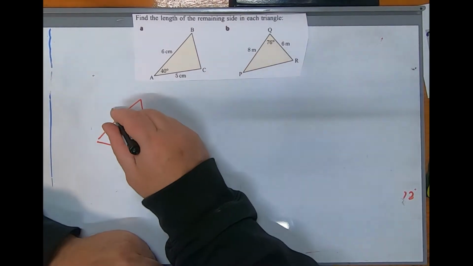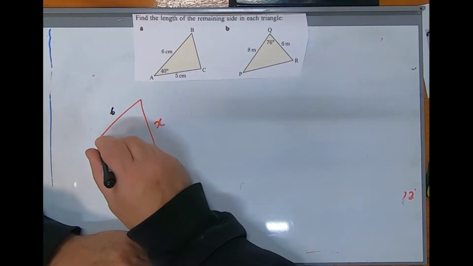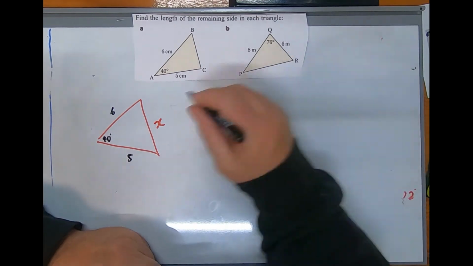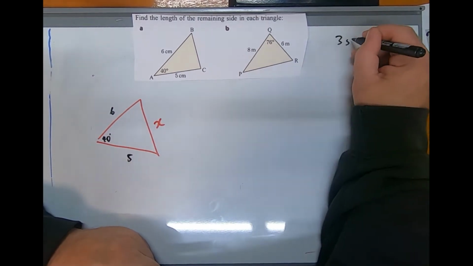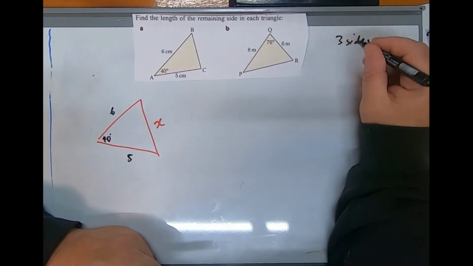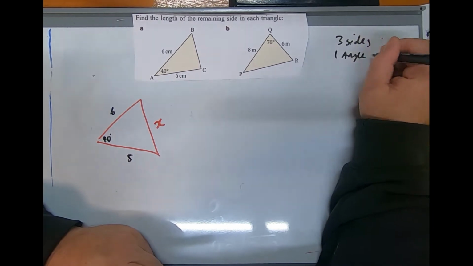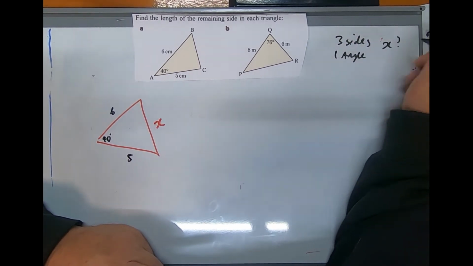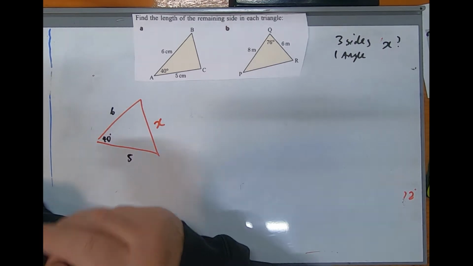Let's put the numbers in. 6, 5, 40 degrees. I can see 1, 2, 3 sides and one angle. Now, one of the sides is an unknown. That's okay. That's all right. I'm still using that side.